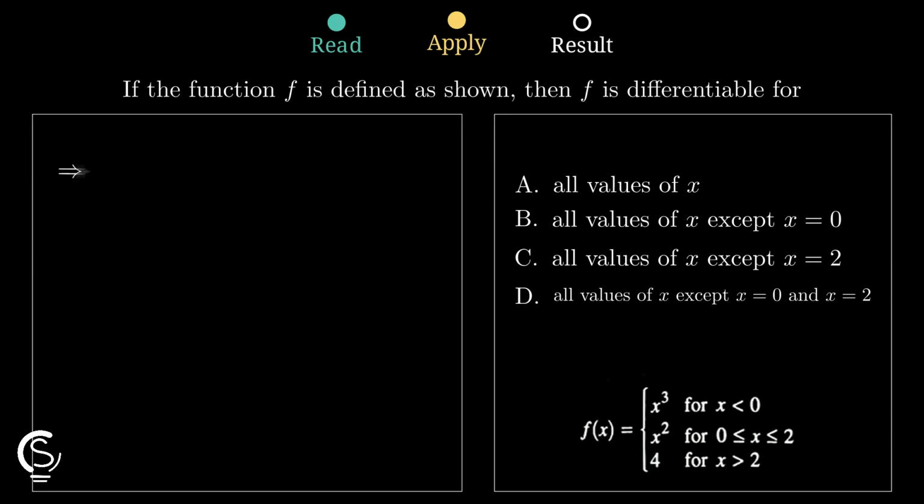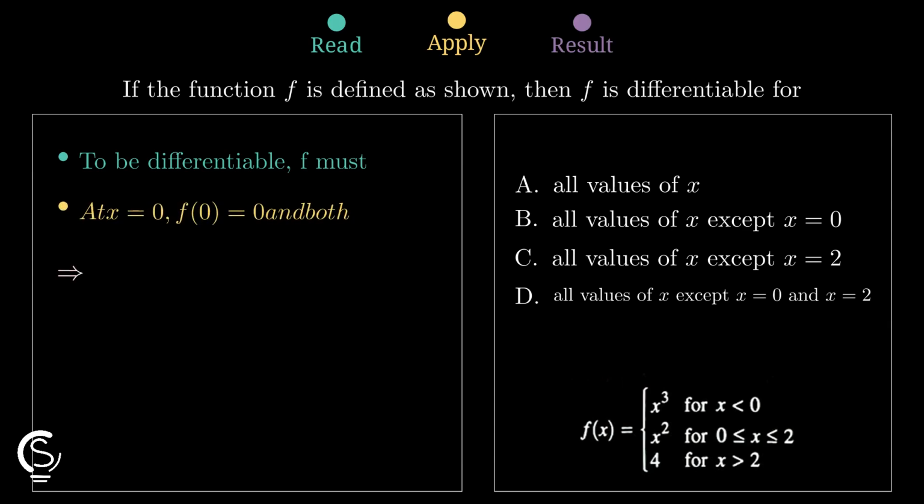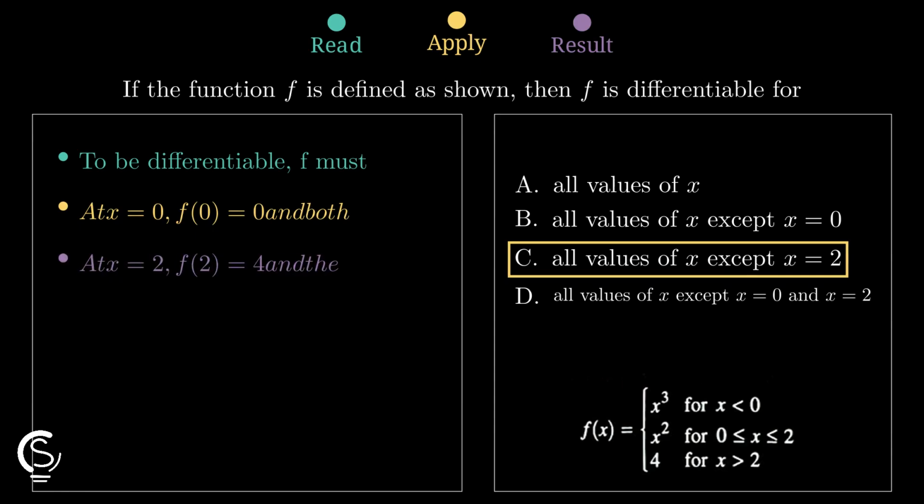At x equals 0, the function value is 0 and both one-sided limits match perfectly. Since the slopes also match from both sides, the function is fully differentiable at this specific point. At x equals 2, the function is continuous but derivatives differ. This sharp turn means it is not differentiable there, making C correct.